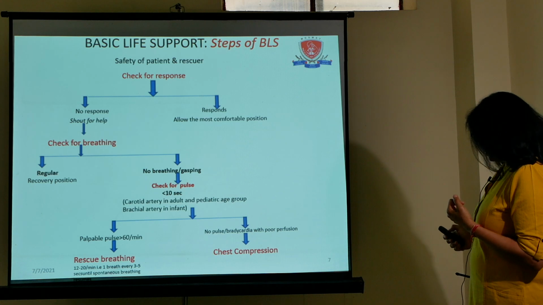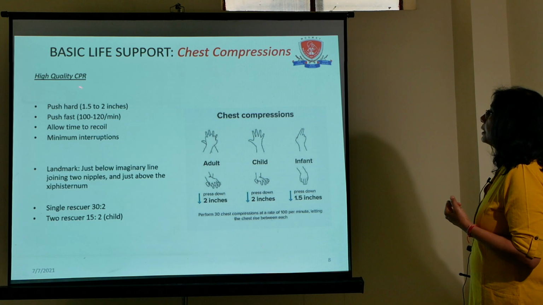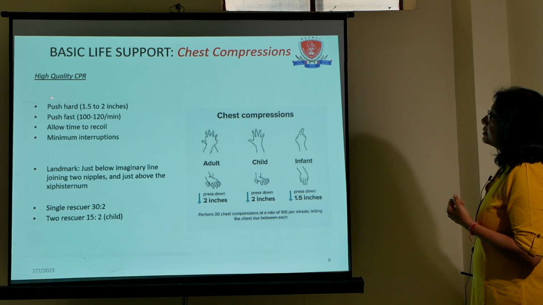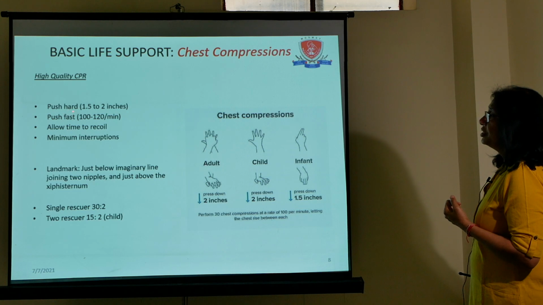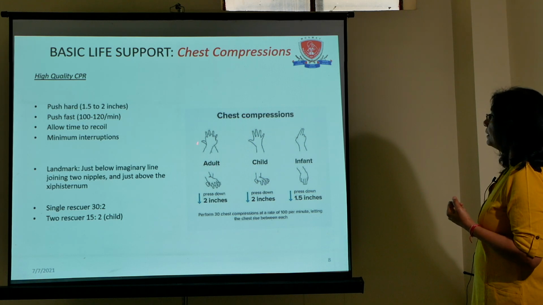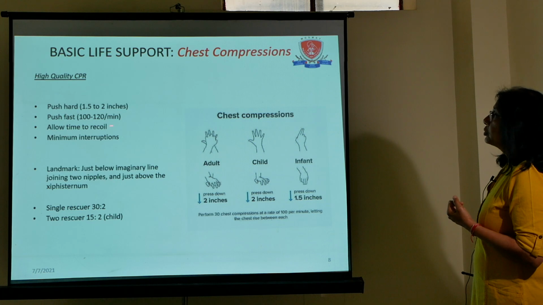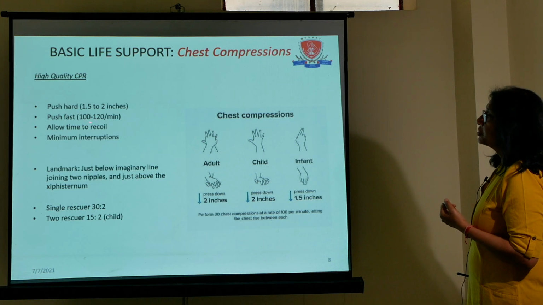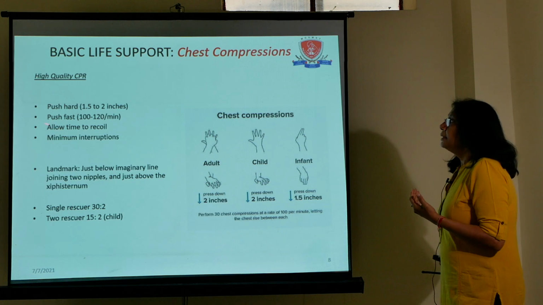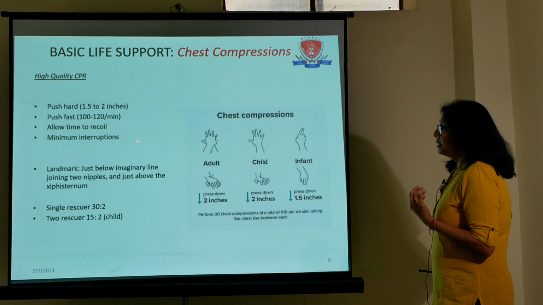For chest compressions, we give high quality CPR, which means you need to push hard, at a depth of at least 1.5 to 2 inches, which is depicted here in this diagram. In adult and child, you need to press down at least 2 inches and in infant at least 1.5 inches. You need to push hard. The rate of chest compression should be 100 to 120 per minute. You need to allow time to recoil and minimize interruption.